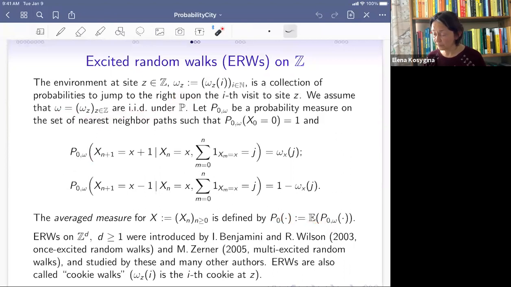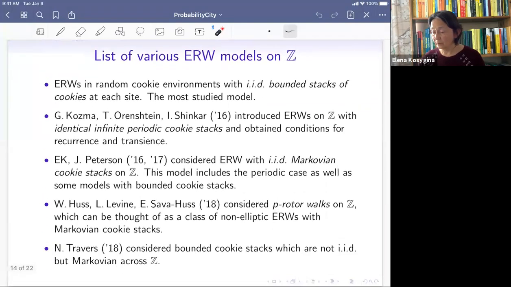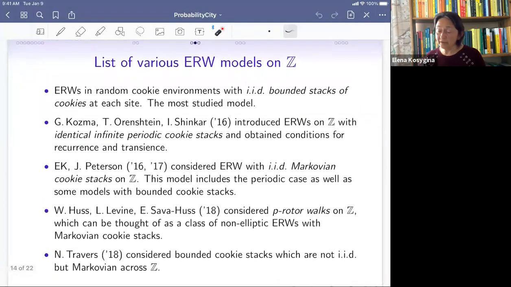We look only here at one-dimensional models. Well, there are various types of this model. First of all, if we bound the number of cookies per site by some number, say m, that's what we call IID bounded cookie stacks. This model was studied, the most studied model, and a lot is known about it.